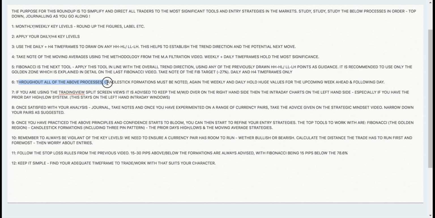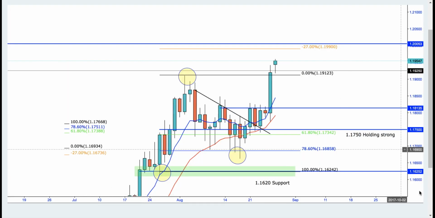Throughout all of the above processes, candlestick formations must be noted. Again, the weekly and the daily hold huge value for the upcoming week ahead and the following day. If you're using TradingView split screen views, it is advised to keep the monthly, weekly, daily over on the right hand side, as so.